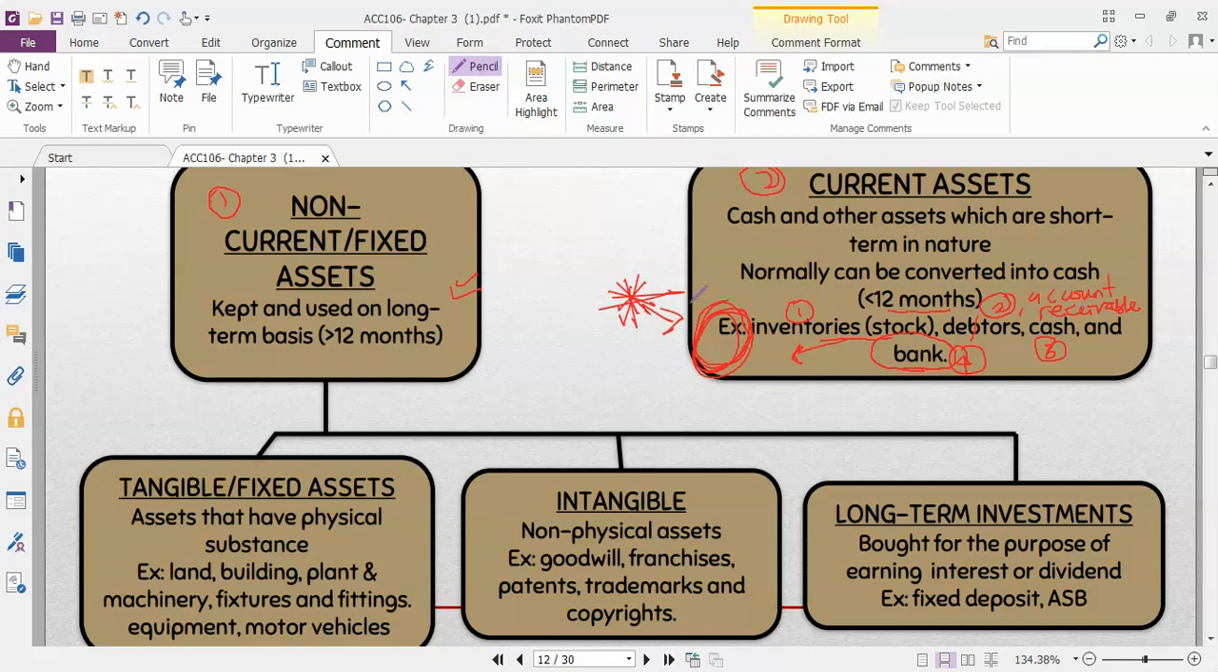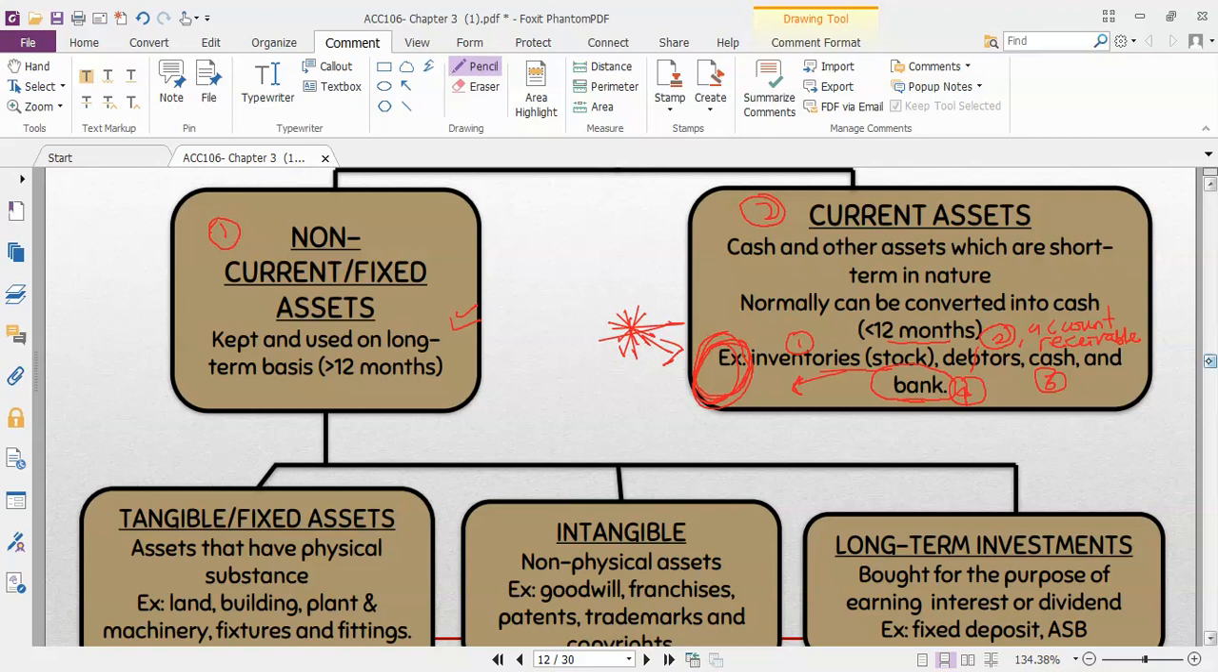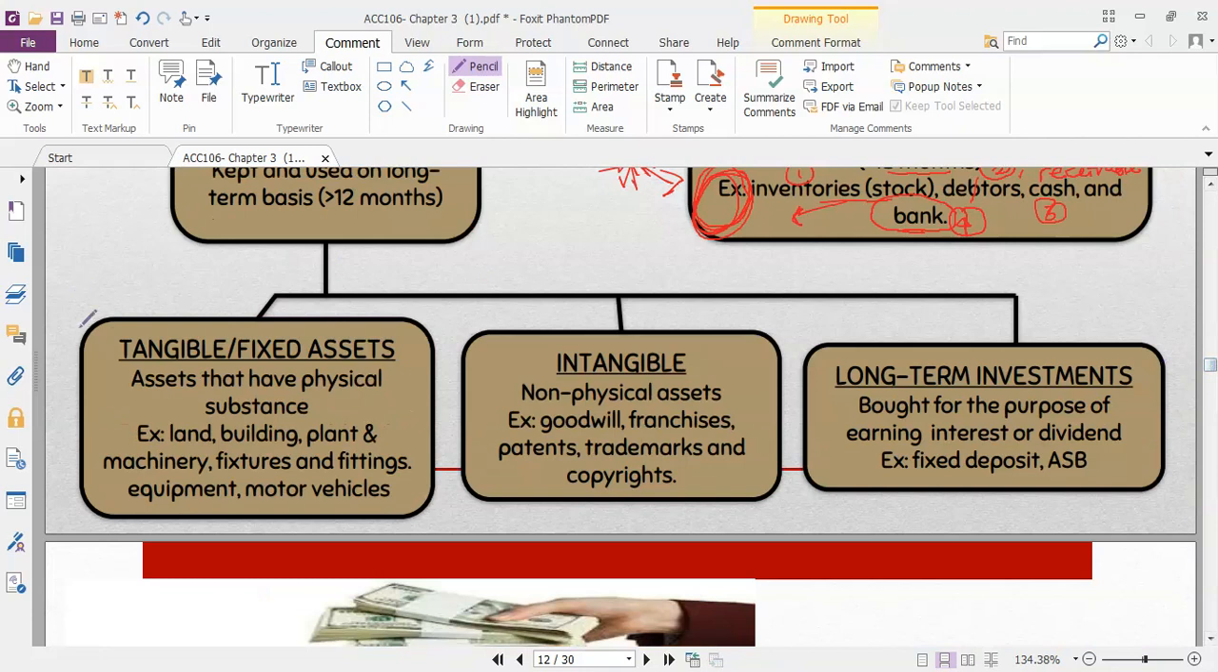Tapi kalau non-current asset, tadi asset ada dua kategori. Non-current dengan current. Dan non-current pula ada kategori 3 jenis pula lah. The first one is tangible ataupun fixed asset. The second one we call it as intangible. The third one is long-term investment. Okay, so dia ada 3 jenis pula.